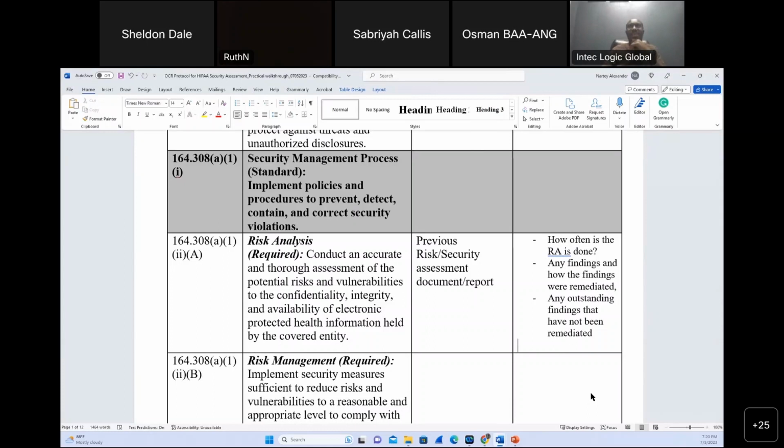Like, identifying the asset values and things like that? No, look at the question. That is risk analysis. It's not asking for risk management. So we'll come there later on. Right. Okay. Good. Okay, so let's move on.